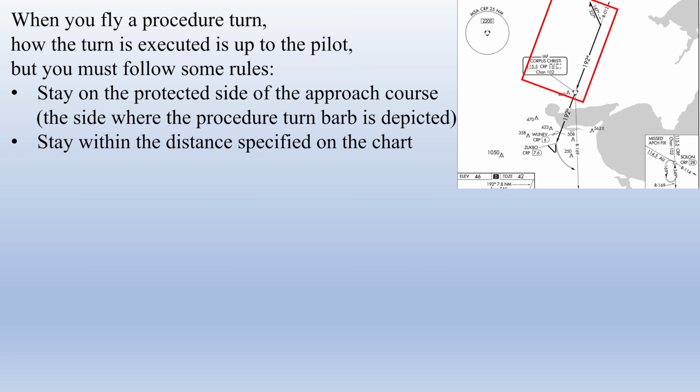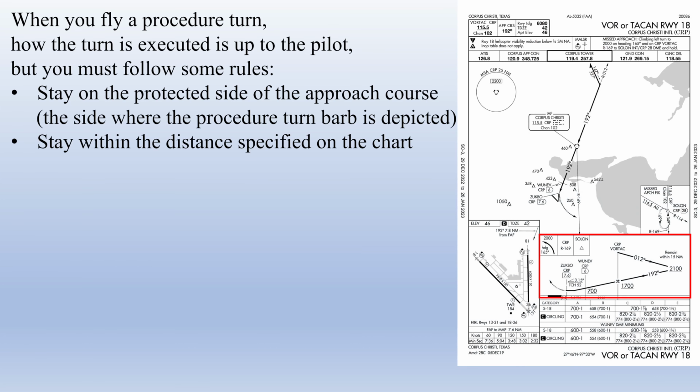Second, we need to stay within the distance specified on the chart. This distance is usually listed in the profile view on approach charts, which again is that box at the bottom that's a view of the approach from the side that shows you the altitude constraints on the approach. This distance that you need to stay within is usually 10 nautical miles, but it can be as high as 15 nautical miles or as low as 5 nautical miles, depending on what type of aircraft most often shoot the approach. The fix from which this distance is measured is the fix that's located in the middle of the profile view and the one where the outbound course line starts.